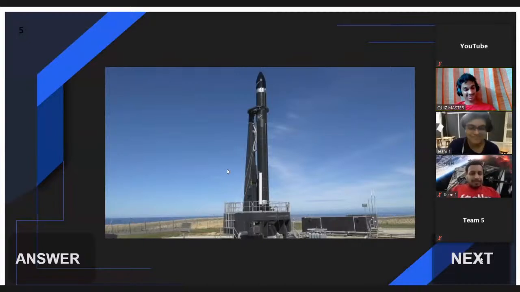Team 2. Yes. Isn't this the SpaceX Dragon? It is not the SpaceX Dragon.